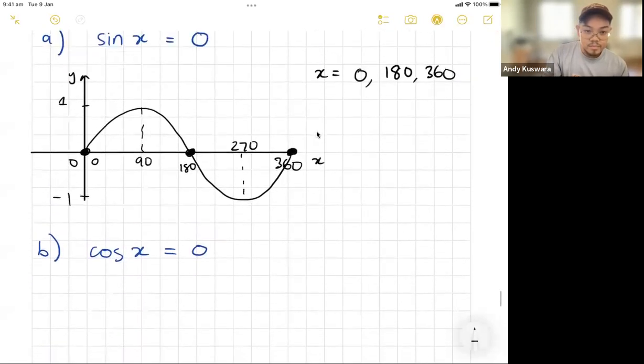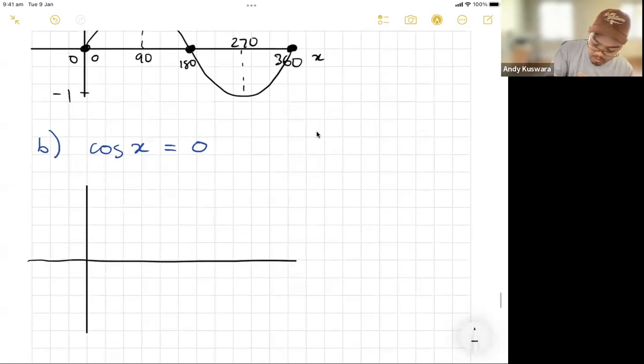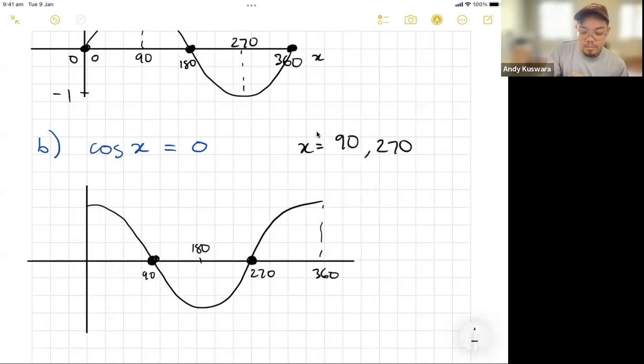And what about when cos x equals 0? I'm going to do something similar here. I'm going to draw cos x. And I'm going to say, okay, that's roughly 360. That's roughly 180. And so this is actually going to be 90 and 270. If I drew it kind of correctly. So you can see here, for this one between 0 and 360, my solutions are 90, because that's where it equals 0, and 270, because that's the second time that the graph equals 0.